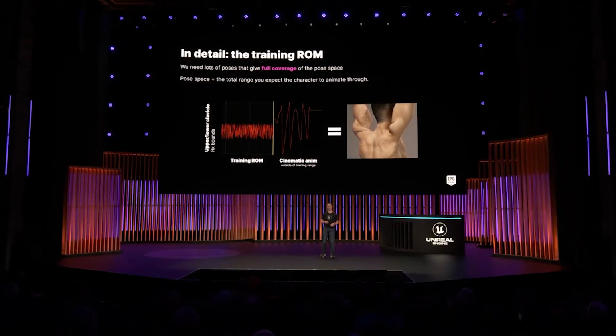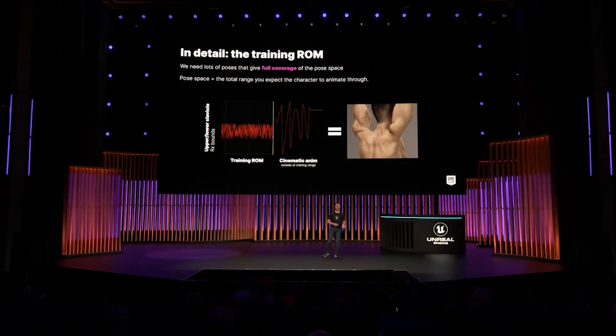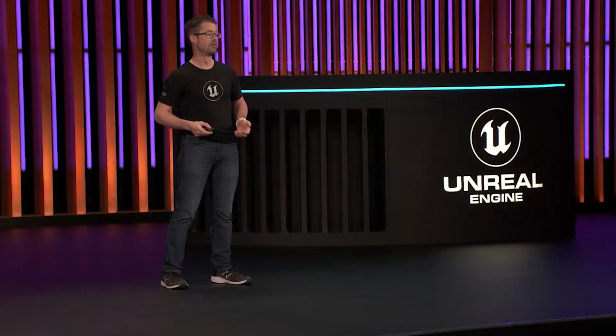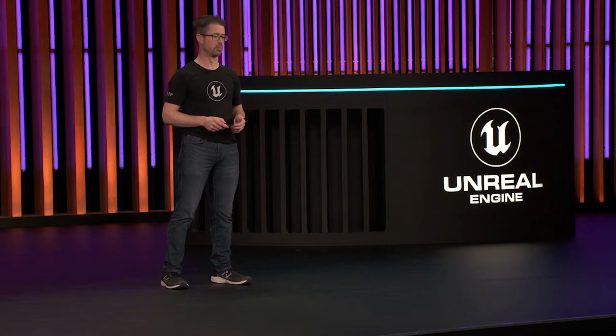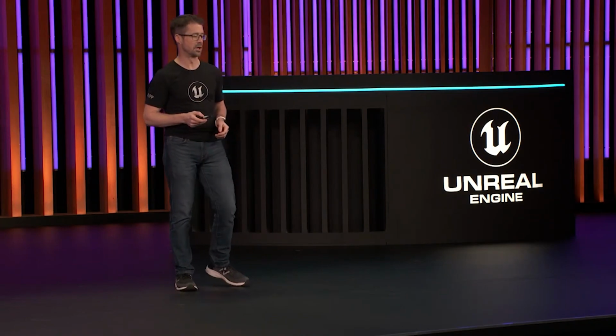Now, in our case, we actually modified the animation rather than the training ROM, and this fixed our issue immediately. So for single animations, like in our case, it's actually pretty easy to debug this kind of stuff because we can just bring the training ROM and the cinematic into Maya, and we can look at the anim curves, right? But we do need better tools in place to debug these kinds of issues against large animation databases.